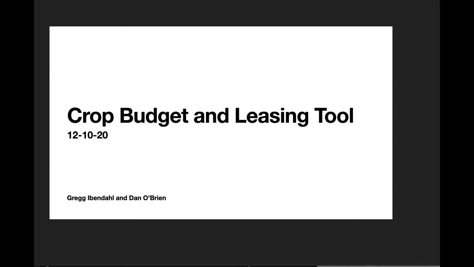Well, this year we are introducing a new tool to our Kansas State Ag Econ department. It's called the Crop Budget and Leasing Tool. And this is designed to replace the individual Excel crop budgets that we have used in years past. They are now all combined into this tool.